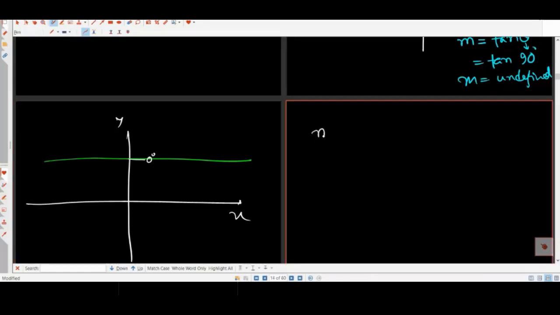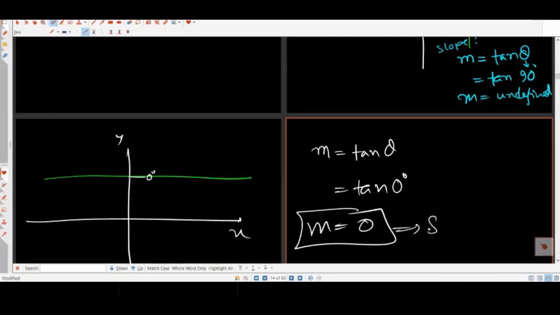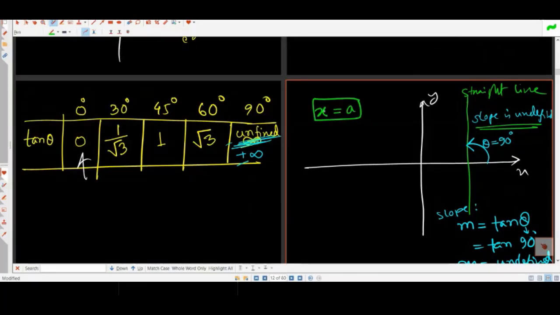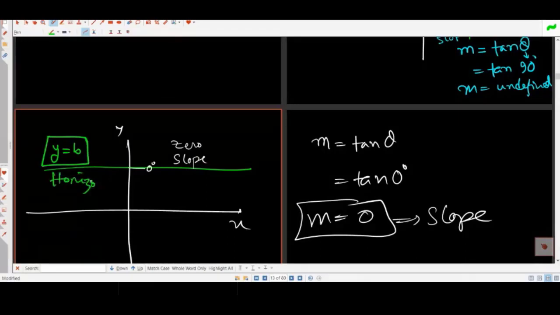So in that case, the slope will be m equal to tan theta, that is tan 0 degrees. We know the value of tan 0 degrees. It is 0. So we have m equal to 0. That means the slope is 0. So for these horizontal lines, the slope will be 0. That is called zero slope. So remember, the vertical lines that we see here can be denoted by x equal to a. Whenever you see x equals a, that denotes a vertical line. Whenever we have horizontal lines, they will be denoted by y equals b.